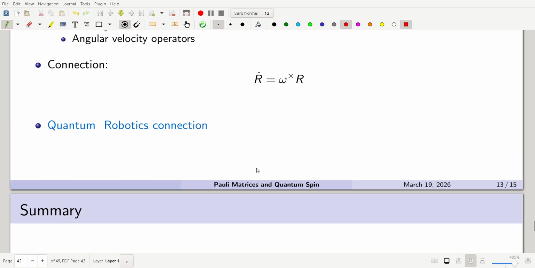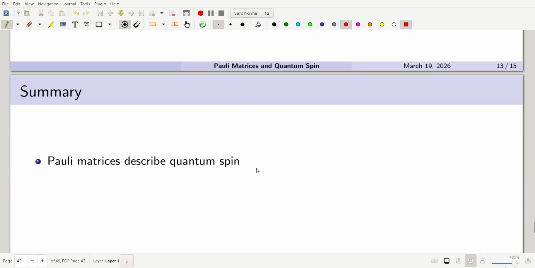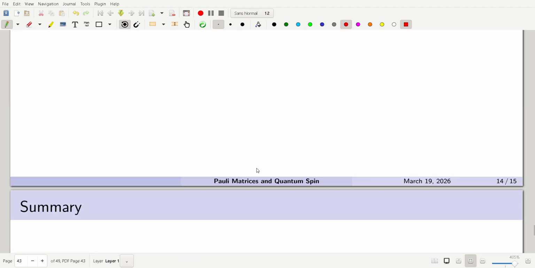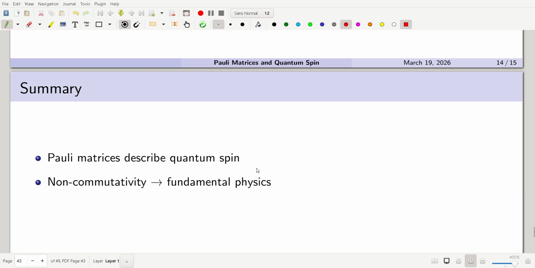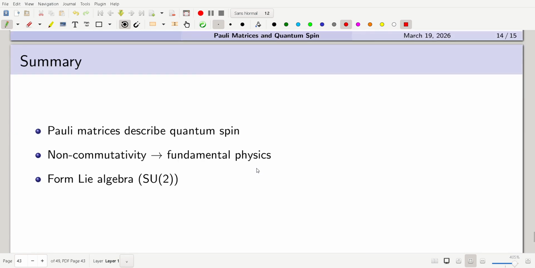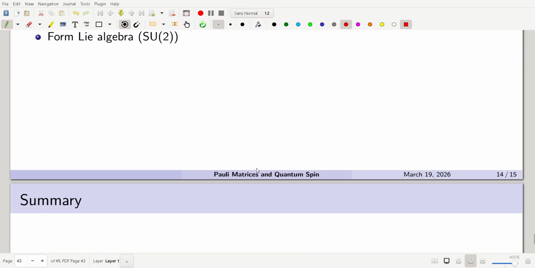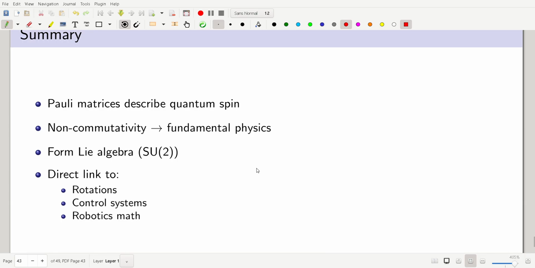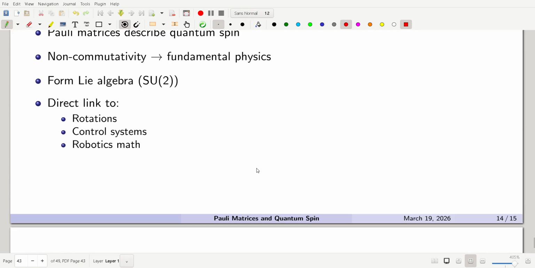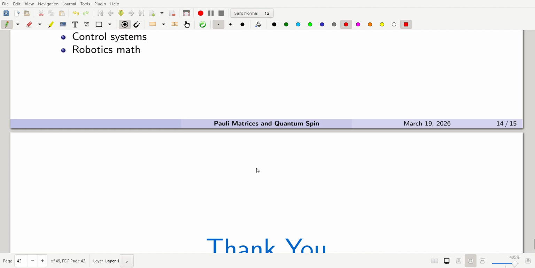So the quantum robotics connection: the Pauli matrices describe quantum spin and non-commutativity in terms of fundamental physics. This forms the Lie algebra, a direct link to rotation, control systems, and robotics math. So the Pauli matrix is highly useful here.